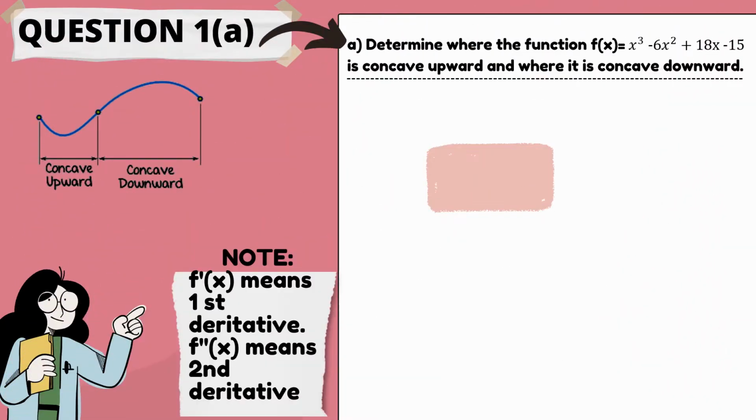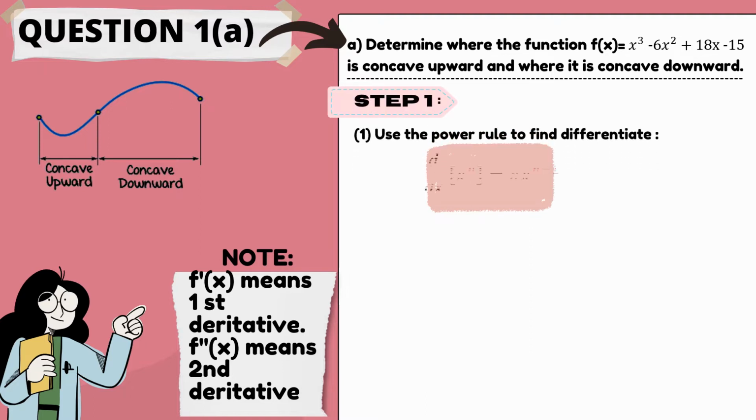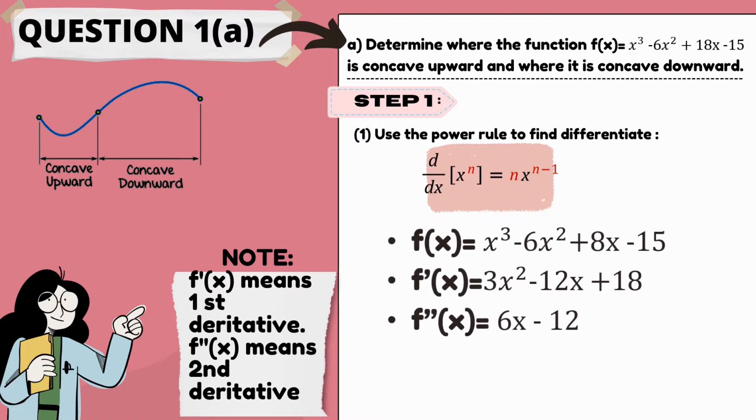Let's start now. Question number 1 asks to determine whether the function f(x) is concave upward or concave downward. This question is about convexity. Let's solve this. First, you need to differentiate using the power rule, so we get the first derivative 3x squared minus 12x plus 18. Then you need to find the second derivative to determine whether it is concave upward or downward. Use the same power rule, so you get the second derivative 6x minus 12.